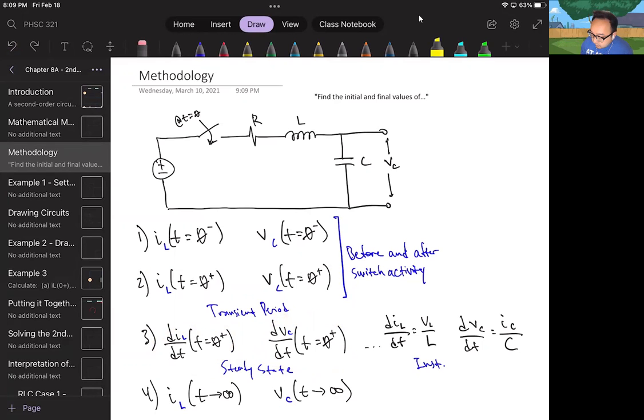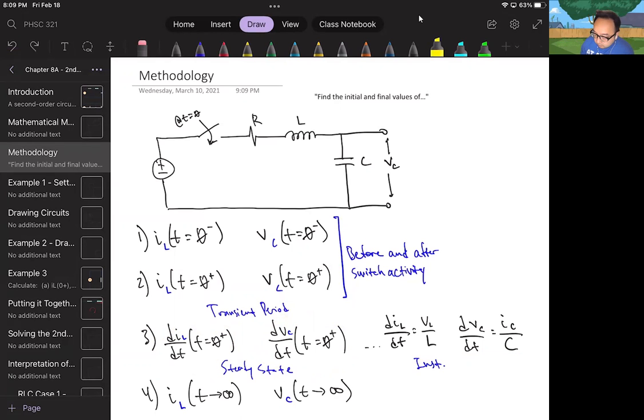Also note that when it comes to di/dt and dv/dt, the instantaneous value for di/dt is going to be the voltage across the inductor divided by the inductance itself. And for dv/dt, it's going to be the current through the capacitor divided by the capacitance.